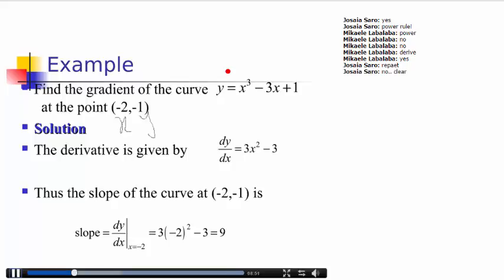So whenever you are asked to find a gradient of the curve, this is what you are going to do. First of all, you differentiate the function. Then you will be given the points x and y. You substitute the value of x in that function if that function consists of only x. Since this function only consists of x, you will substitute negative 2 and get a value, and that value will be your gradient. Okay, now let's move on.